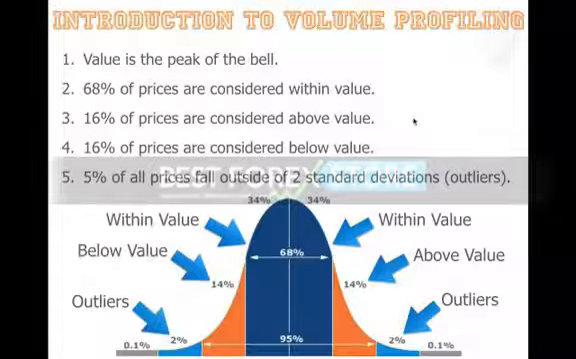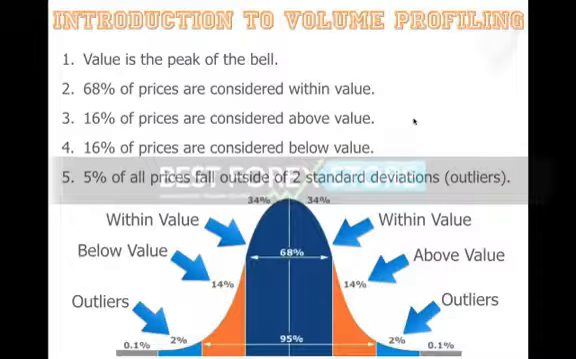68% of prices are considered within value. That means they are within 1 standard deviation on either side of the peak, 1 standard deviation on either side of the mean of value. That is the value area.